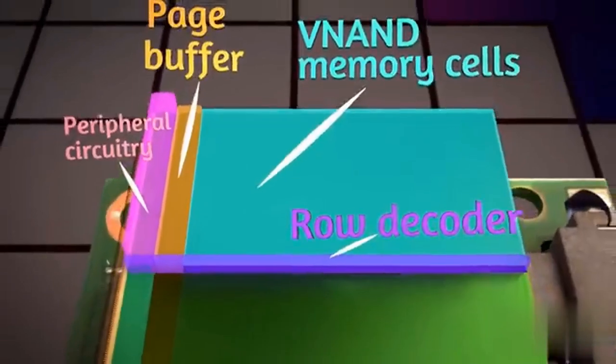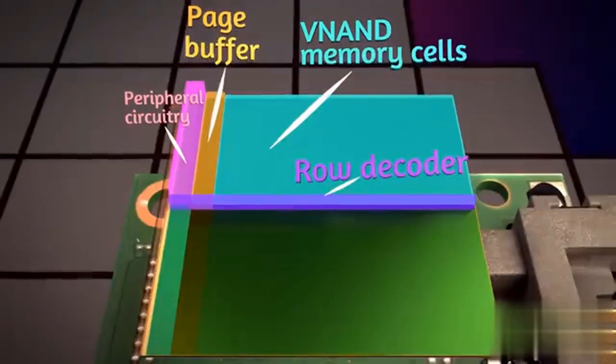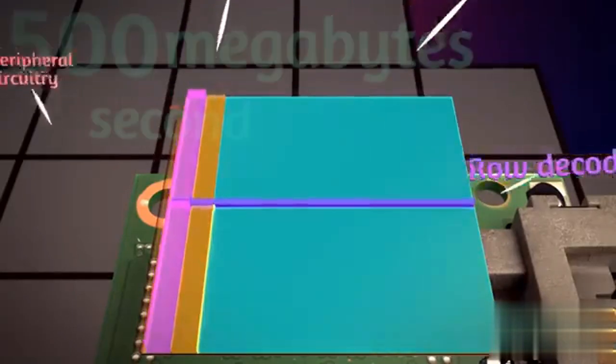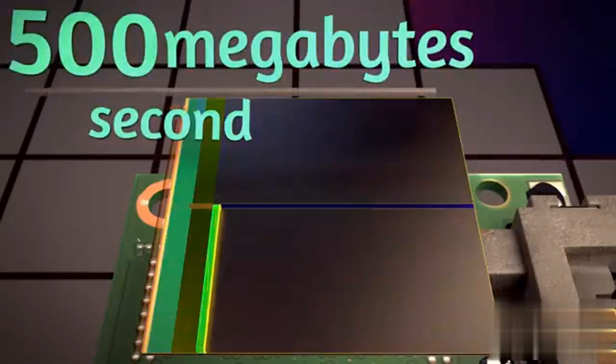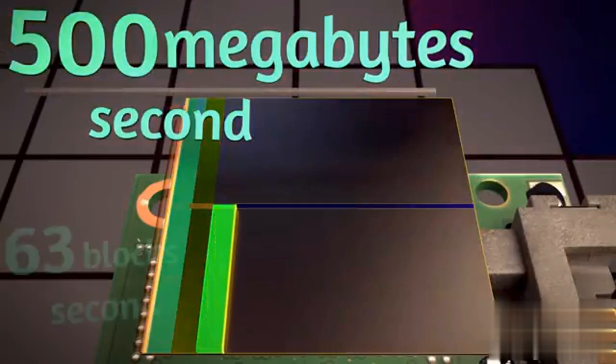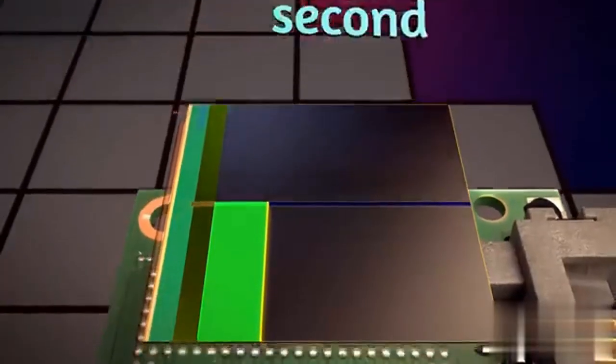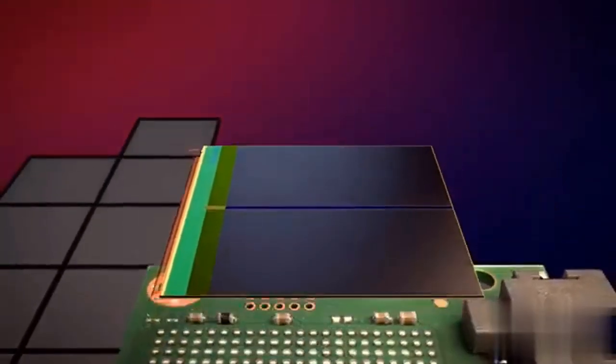In order to fit more capacity, engineers copied this layout onto the other side. This chip can read or write at a rate of around 500 megabytes per second. That means that it can read from or write to around 63 blocks every single second. That's incredibly fast. Okay, let's add the last level of complexity.